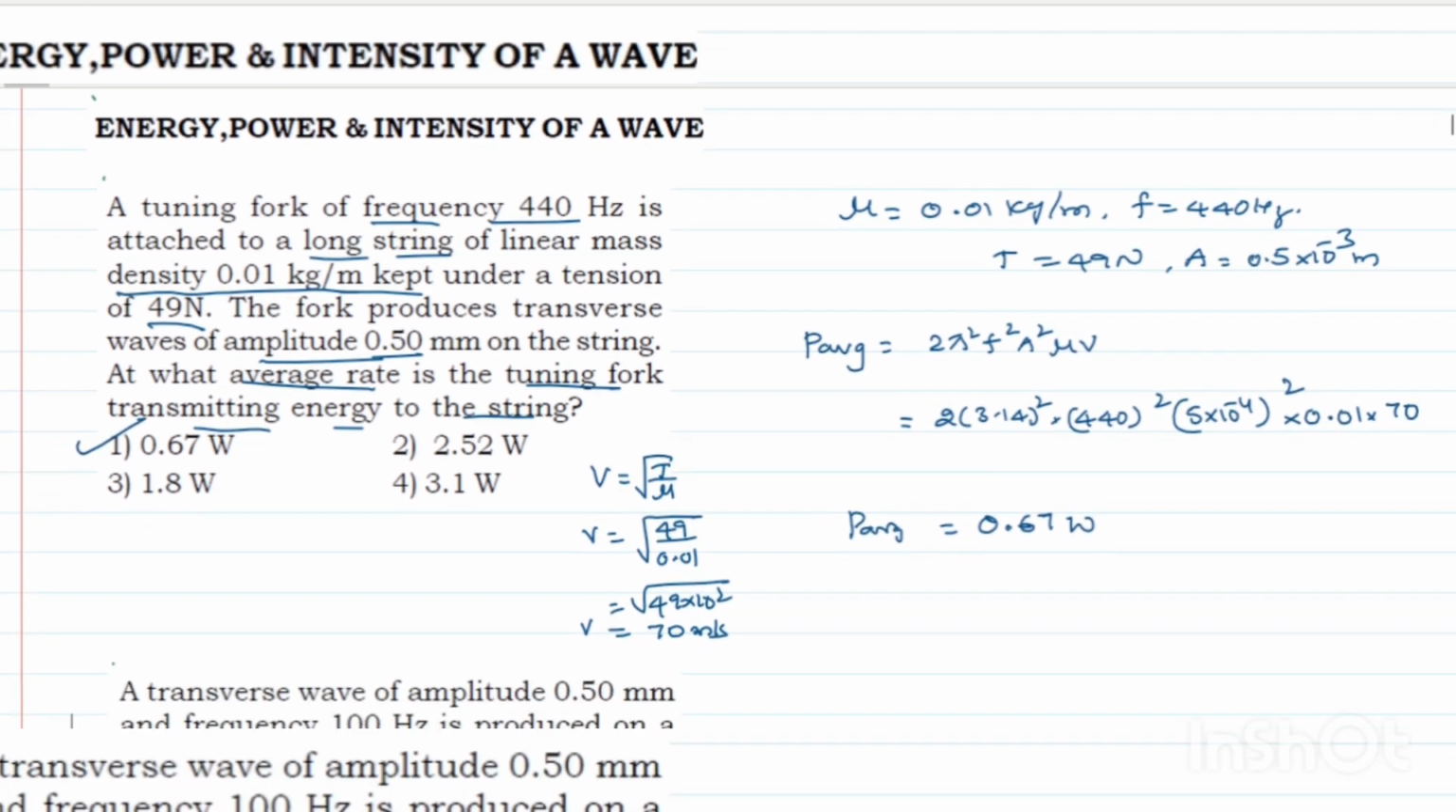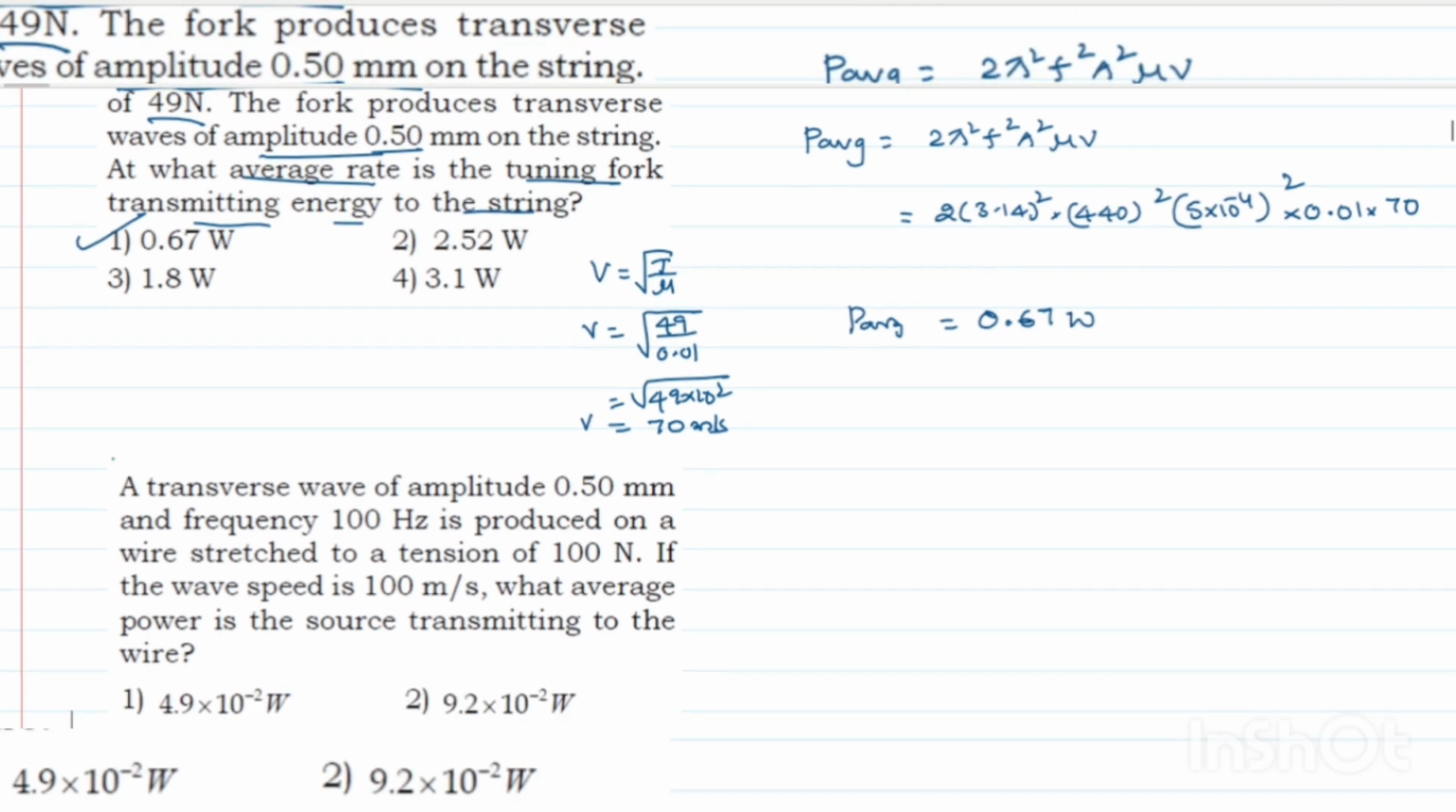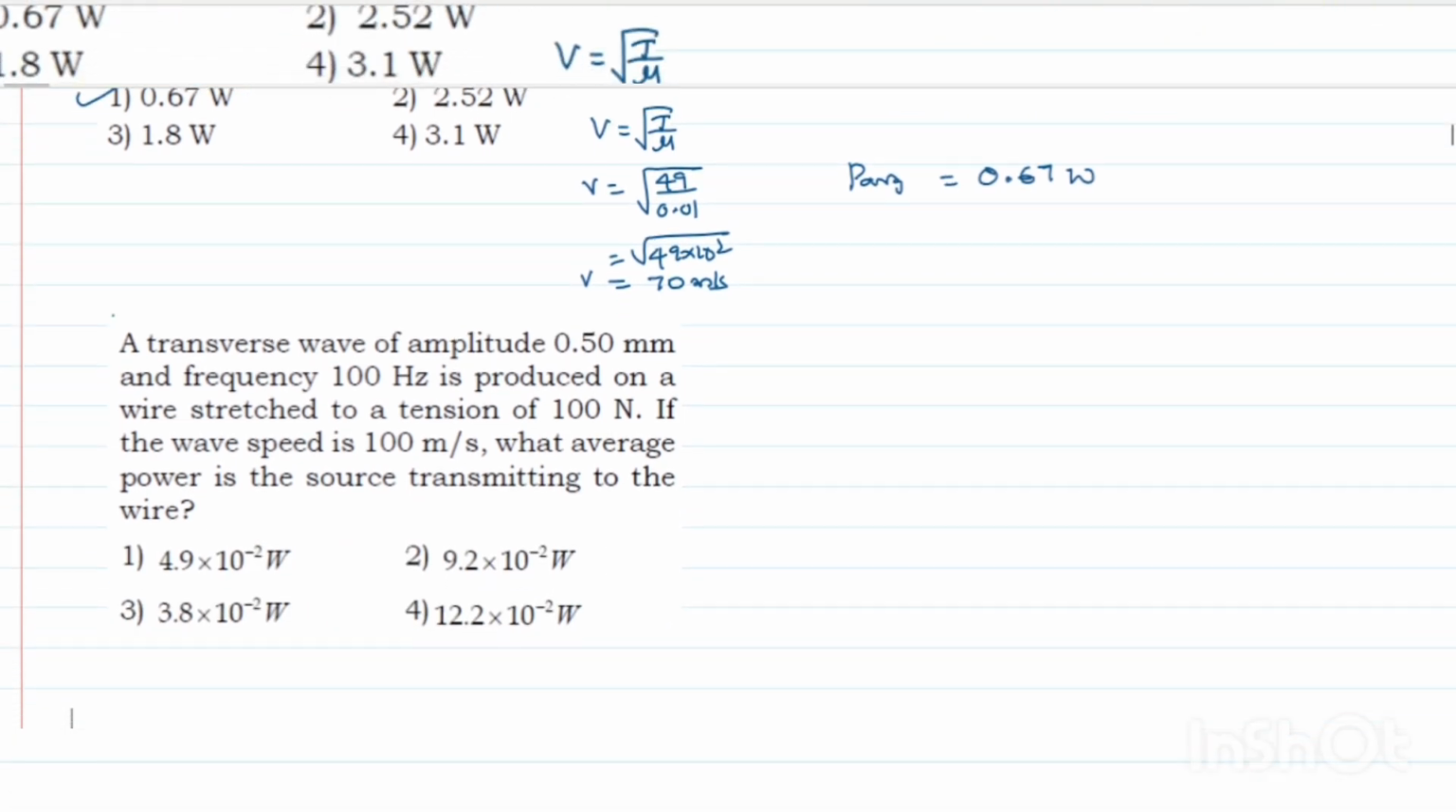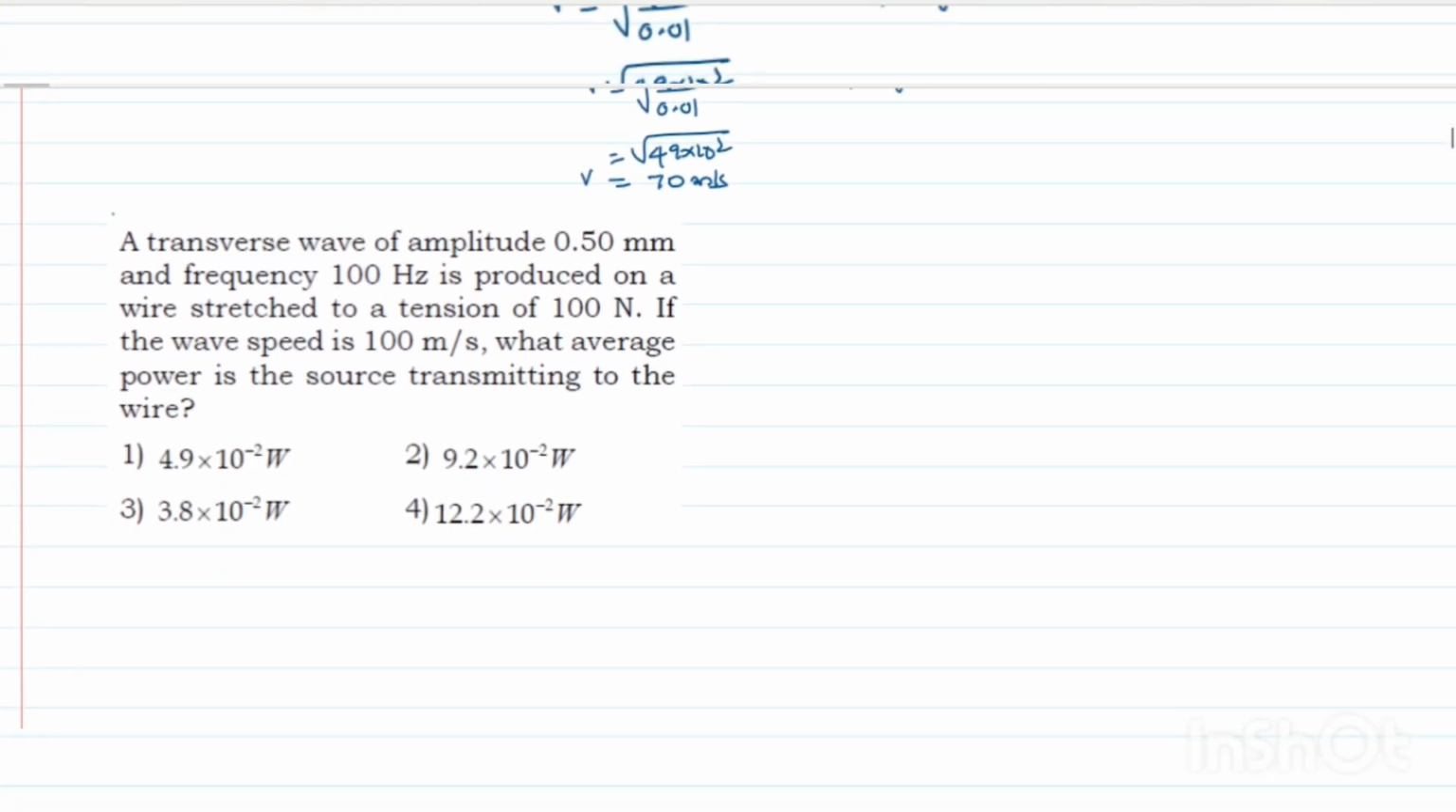Let us see the next question. A transverse wave of amplitude 0.5 millimeter and frequency 100 Hz is produced on a wire stretched at a tension of 100 newtons. If the speed of the wave is 100 meter per second, what average power is the source transmitting to the wire? So here they are asking the average power, students.